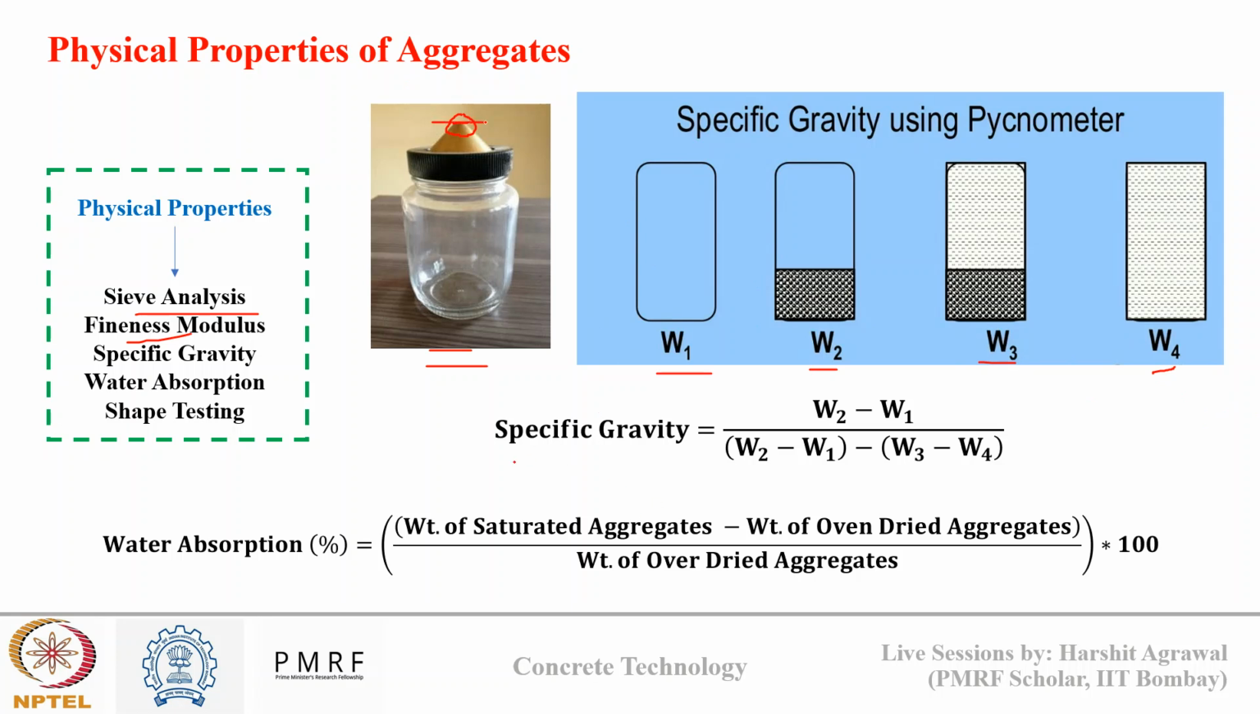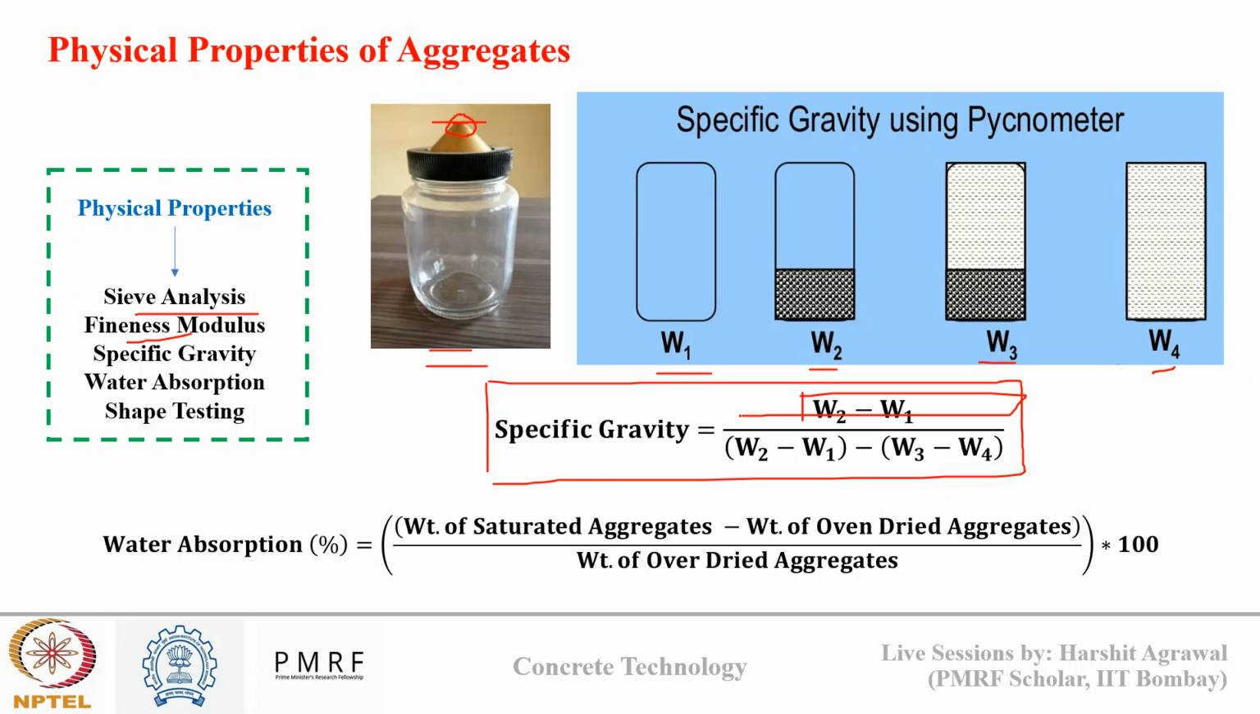We can determine specific gravity by this formula: (W2 minus W1) upon (W2 minus W1) minus (W3 minus W4). Here the numerator denotes the weight of aggregate in air, and the denominator denotes the apparent weight of aggregate in water. That's why the ratio gives me specific gravity, and specific gravity is nothing but the density of a material with respect to water. Now next is water absorption.